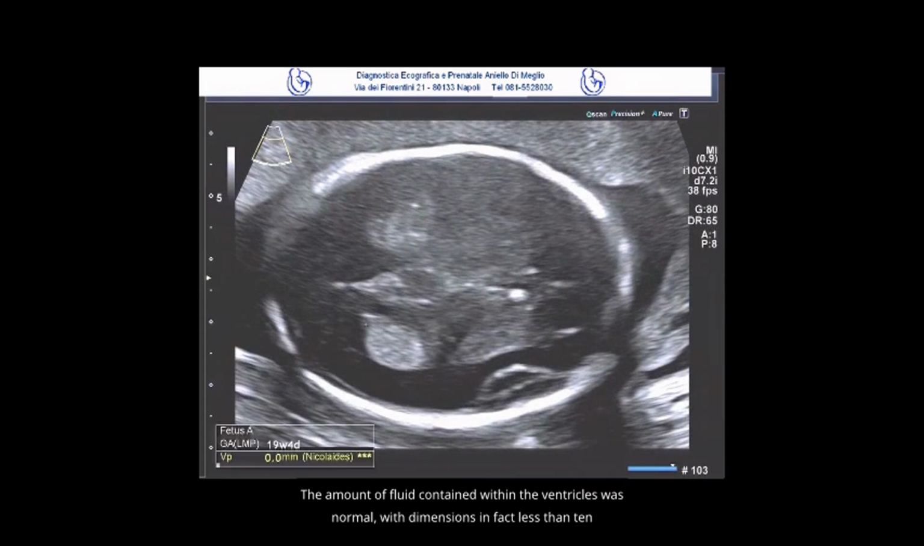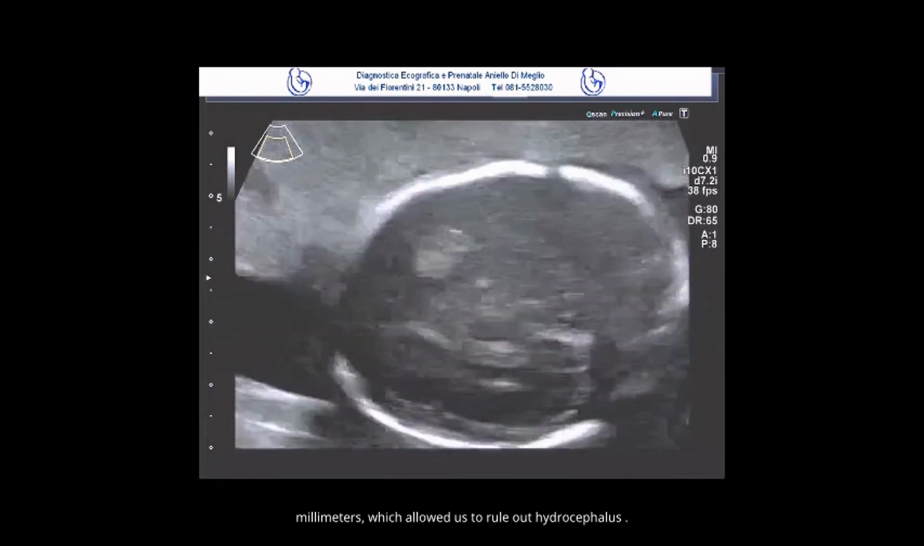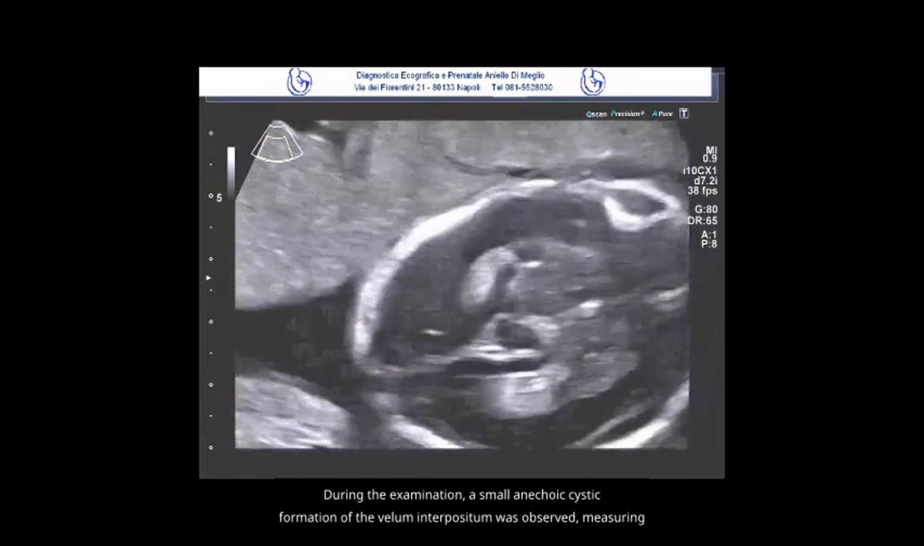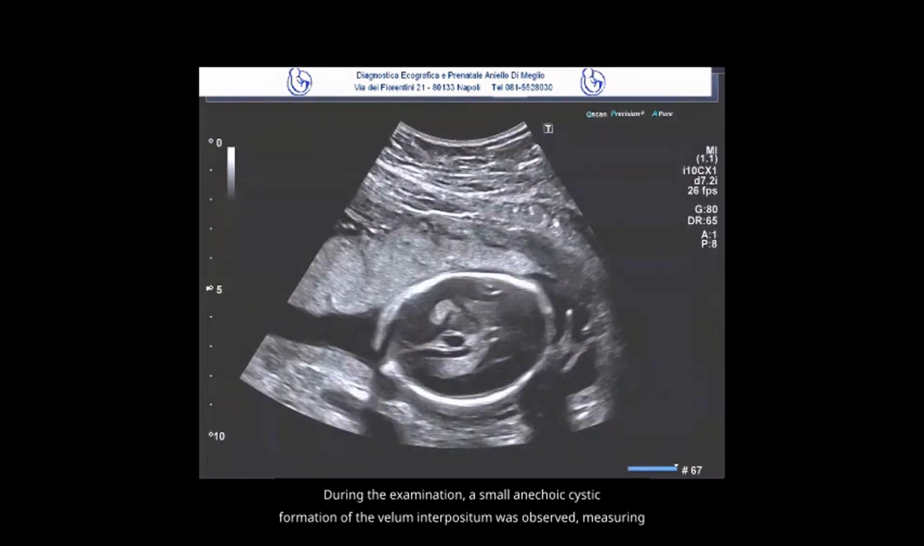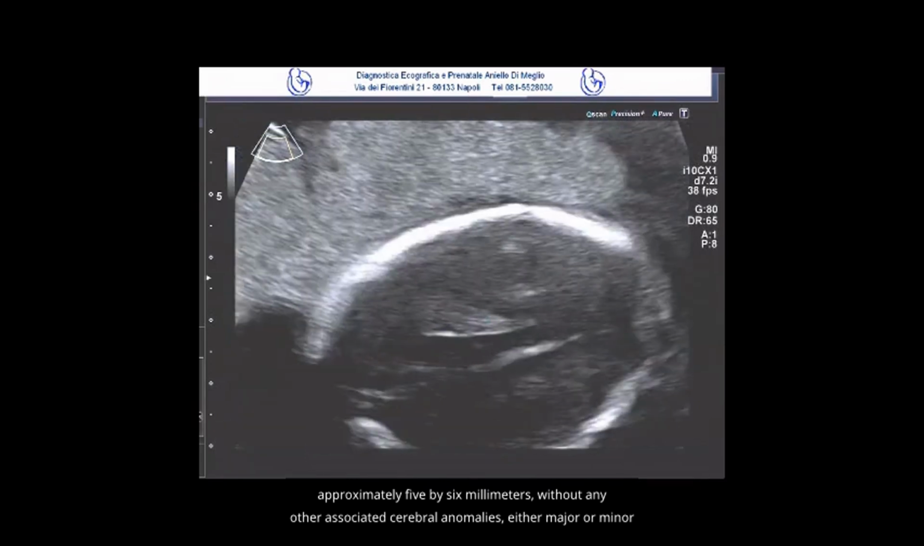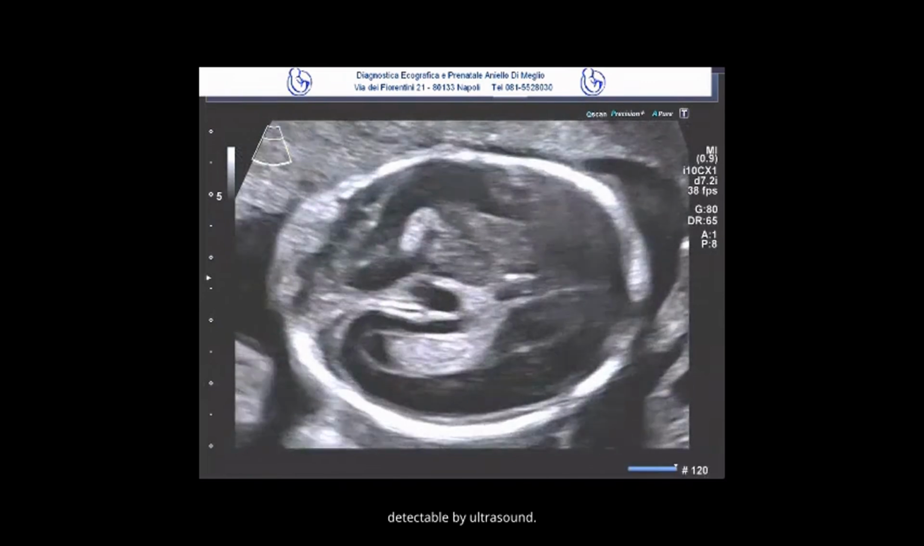The amount of fluid contained within the ventricles was normal, with dimensions in fact less than 10 millimeters, which allowed us to rule out hydrocephalus. During the examination, a small anechoic cystic formation of the velum interpositum was observed, measuring approximately 5 by 6 millimeters, without any other associated cerebral anomalies, either major or minor, detectable by ultrasound.